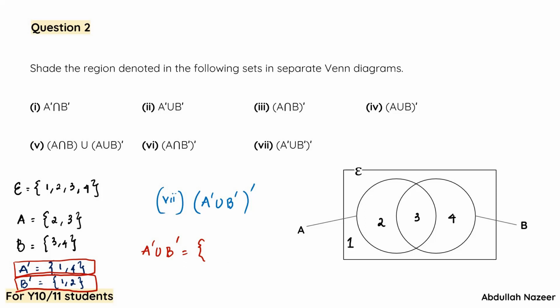If you unite these two sets, combine these two sets, that would be 1, 2, 4. The complement of this set is what they want in the 7th question. So the complement of this set is everything except these three numbers, which is just 3. So the region that belongs to this set is the region that belongs to the number 3, which is just this overlapping region over here.